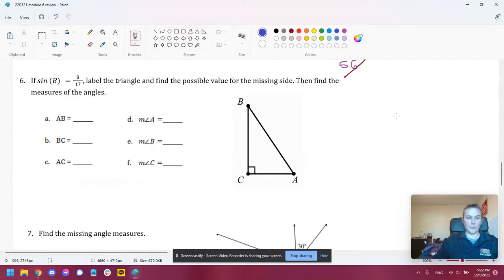Number 6. If sine of b equals 8 over 17, label the triangle and find all values for the missing sides. Okay, so if we're looking at sine of b, we're looking at b. Let's make that brighter.